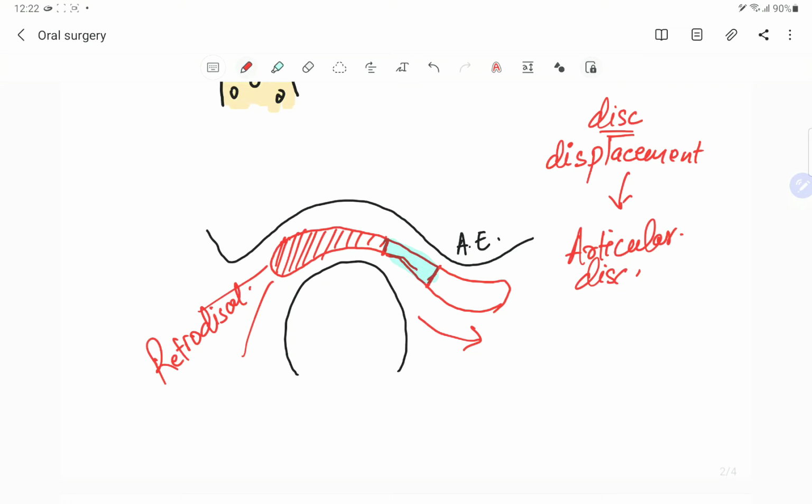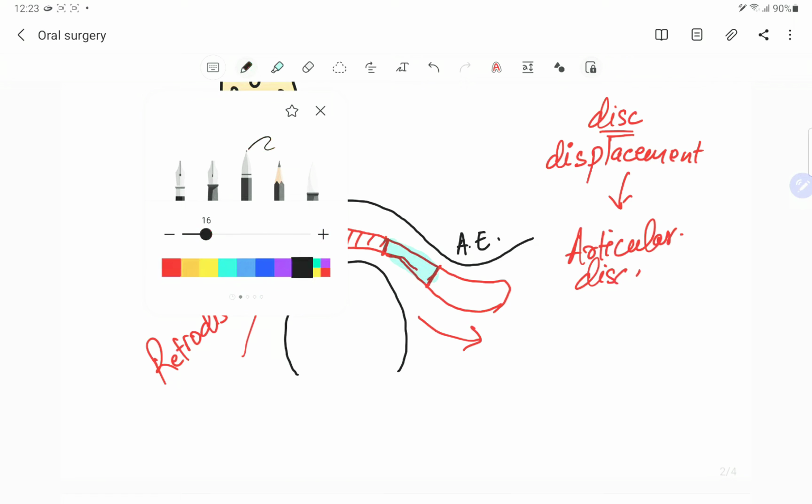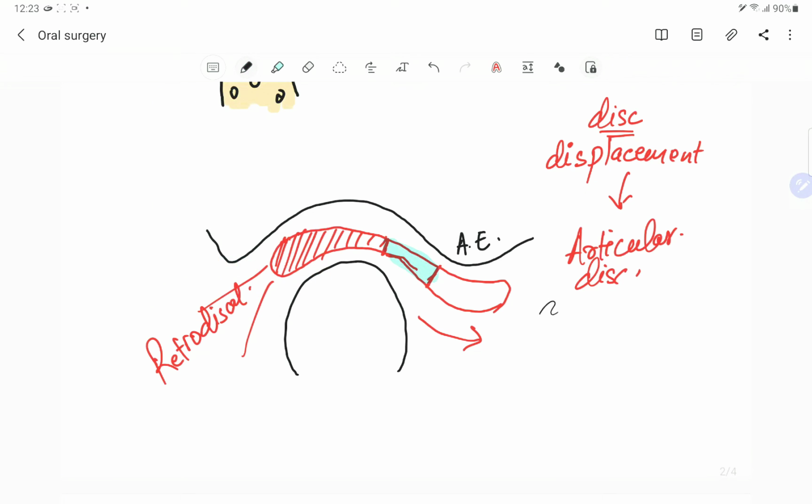So, when the disc is displaced anteriorly, the posterior band and the retrodiscal tissue come in contact between the glenoid fossa and the condyle, and this is the reason, because the retrodiscal tissue is vascular, there is a pain associated with the temporomandibular joint disorders. Another thing which we will be covering in today's lecture is the TMJ dislocation.